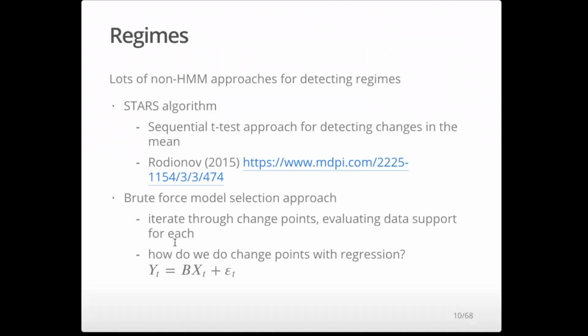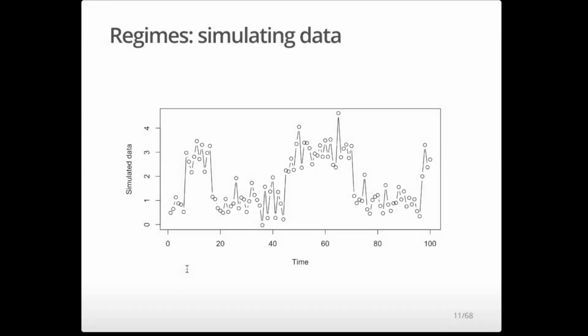There are a lot of other approaches out there to thinking about regimes and detecting change points in data. These are approaches that we won't talk about for this class, but there are algorithms like these STARS tests, which are a series of sequential t-tests. You could do a brute force model selection approach, which is ugly, but you could write a monster loop over all of your data points to look for the most likely data support for where a change in, say, a slope of this b parameter might exist in time. But that's not really what we're after here.